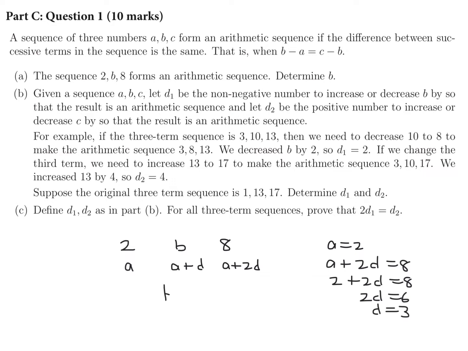So since d is 3, I can find my b now. b is equal to a plus d. Well, a is 2, d is 3, and therefore b is equal to 5.